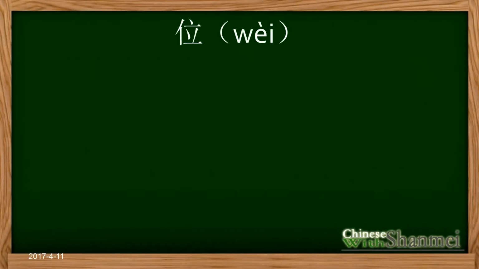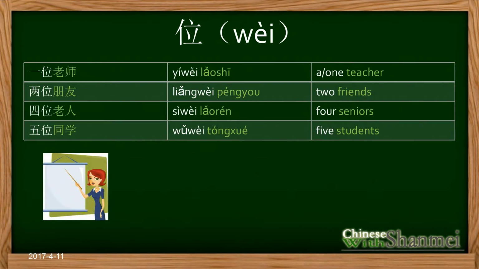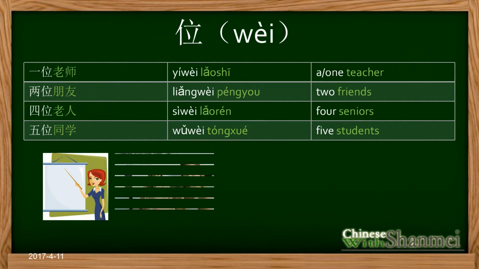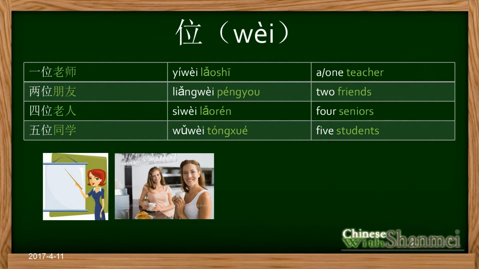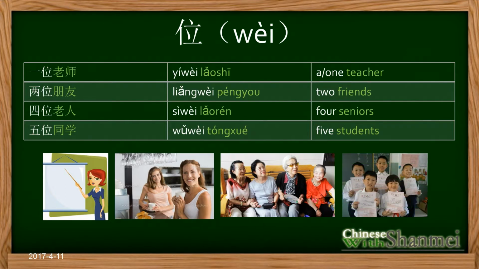Now, let's take a look at 位. You can read after me. 一位老师，两位朋友，四位老人，五位同学。Remember, 位 is a respectful way used for people.